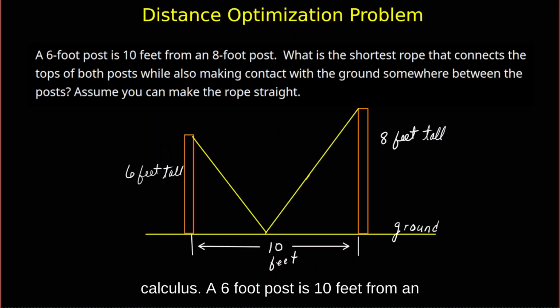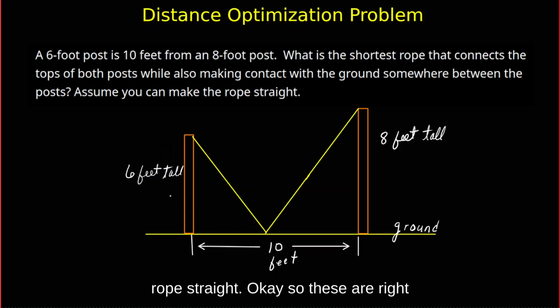A 6-foot post is 10 feet from an 8-foot post. What's the shortest rope that connects the tops of both posts while also making contact with the ground somewhere between the posts? Assume you can make the rope straight.